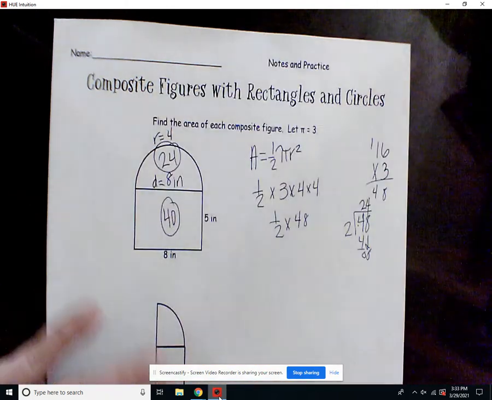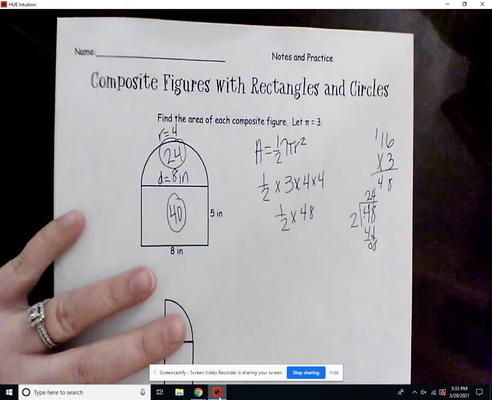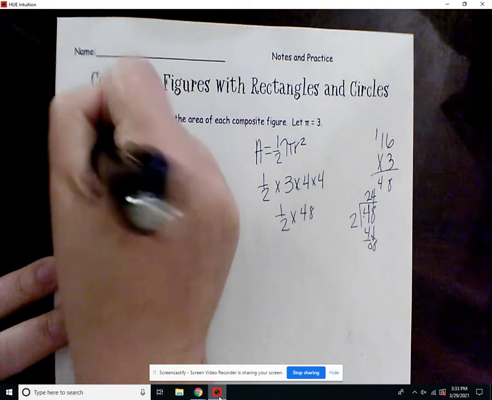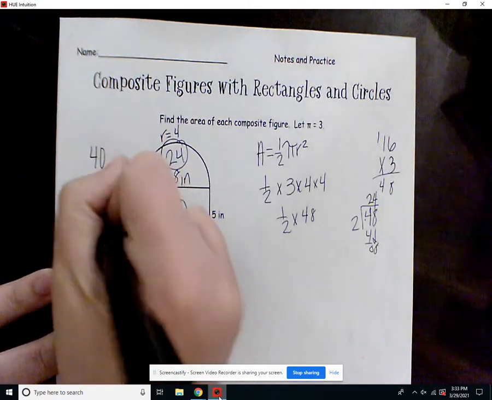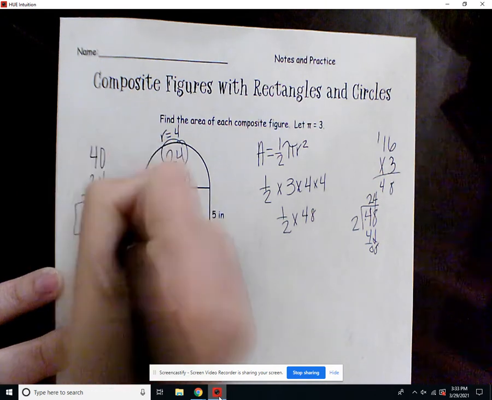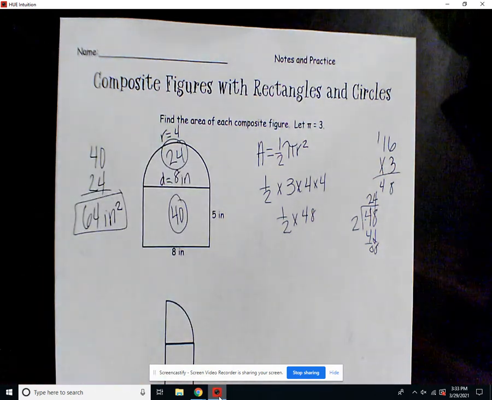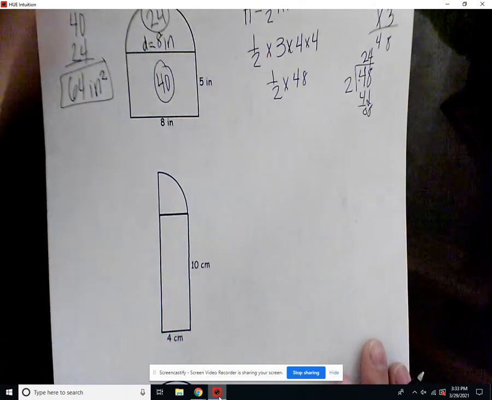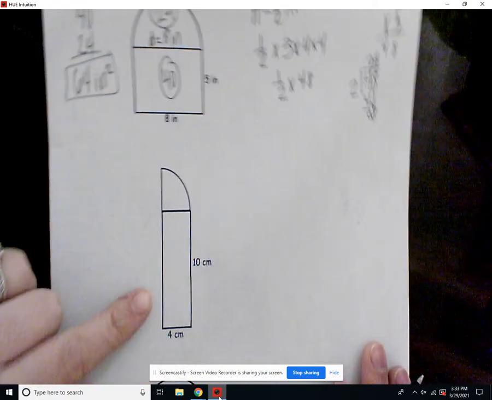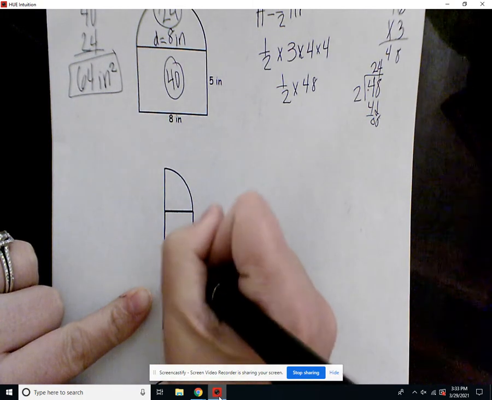Okay, and then our final step is to add our two areas together. So we've got 40 plus 24, which is 64 inches squared. Okay, so our next one. So again, I'm going to start with the rectangle. So 4 times 10 is 40.